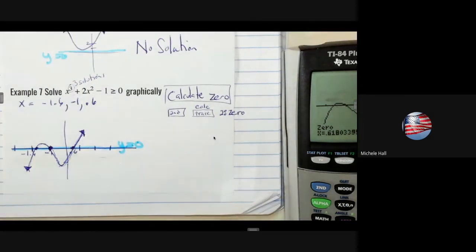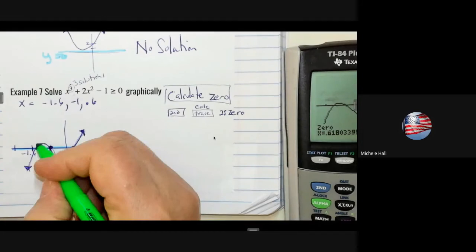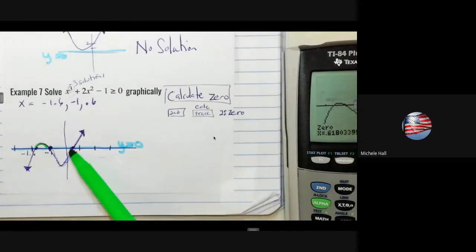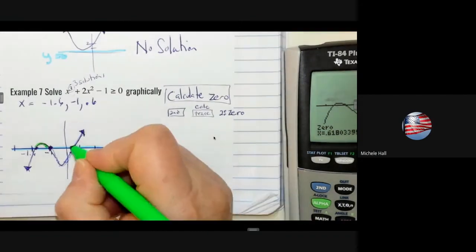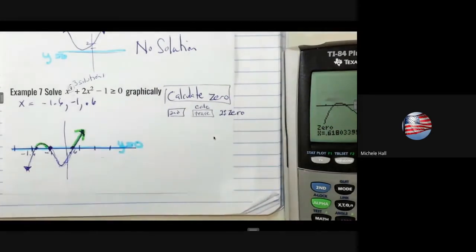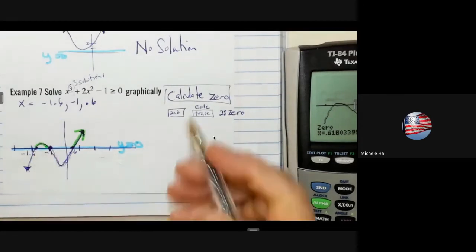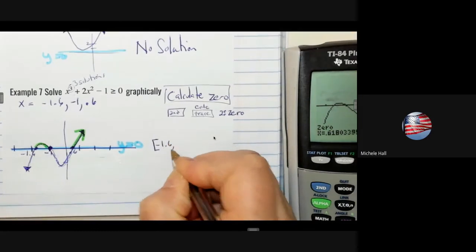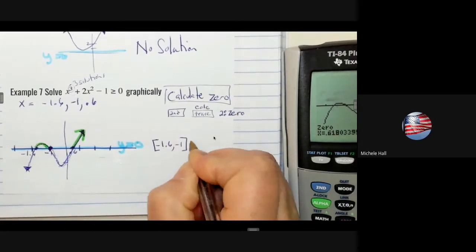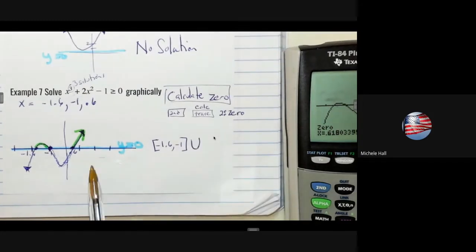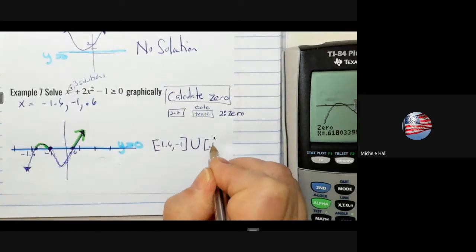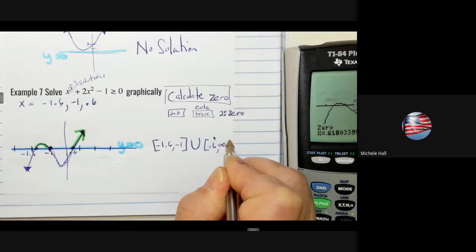That would be between these 2 numbers. So it's greater than y equals 0. And then at this point, that is greater than 0. All right. We're going from negative 1.6 to negative 1. Does include those numbers. Negative 1.6 to negative 1, in union from 0.6 to infinity. And it does not include infinity.